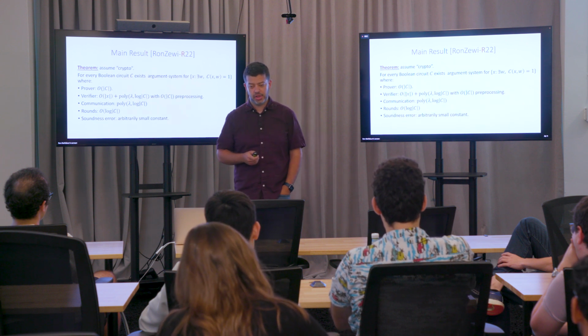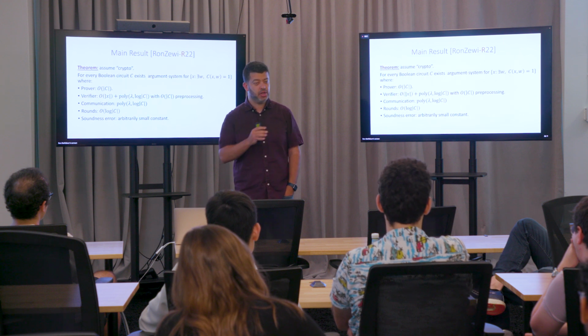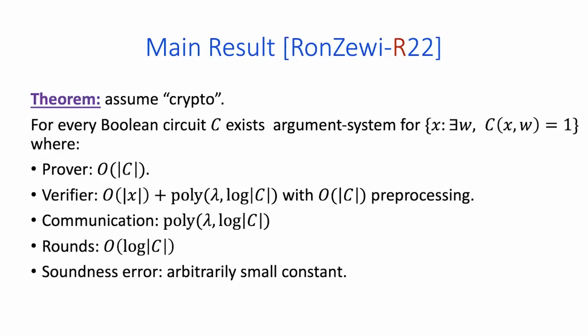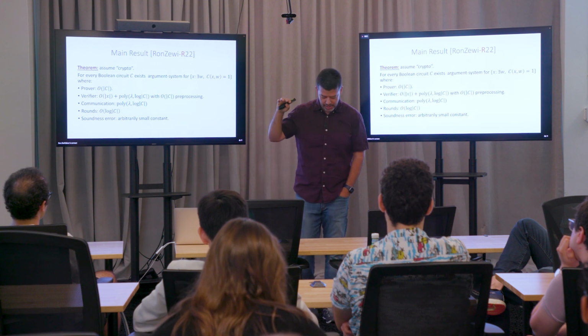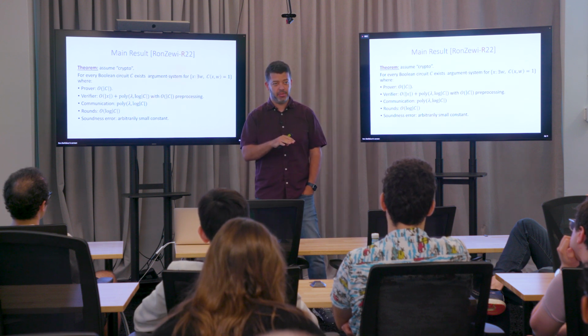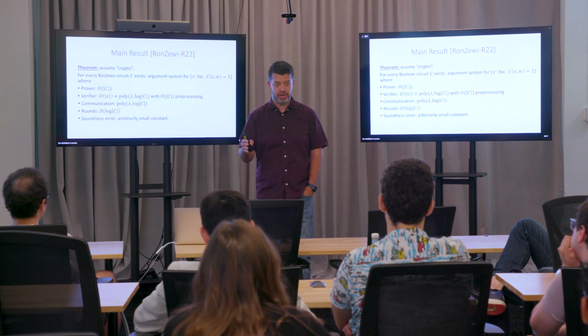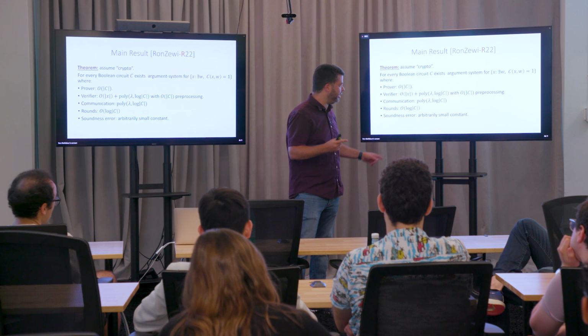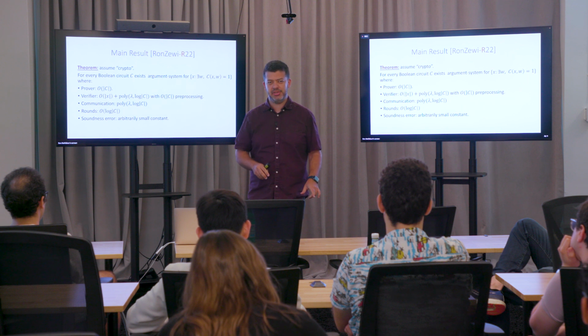And lastly, in terms of the soundness error, remember the soundness error is the probability of accepting a false statement. So it can be an arbitrarily small constant, which sounds pretty good. Arbitrarily small is pretty good, but actually not so great. Really what I would like is something that shrinks with the security parameter. So something negligible in the security parameter, or ideally exponentially small in the security parameter. In the next slide, we'll discuss an improvement on that aspect. But that is the basic theorem statement.